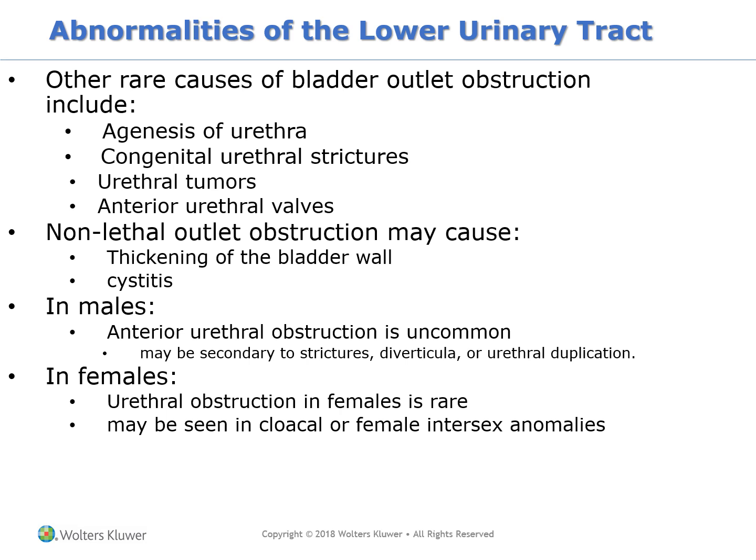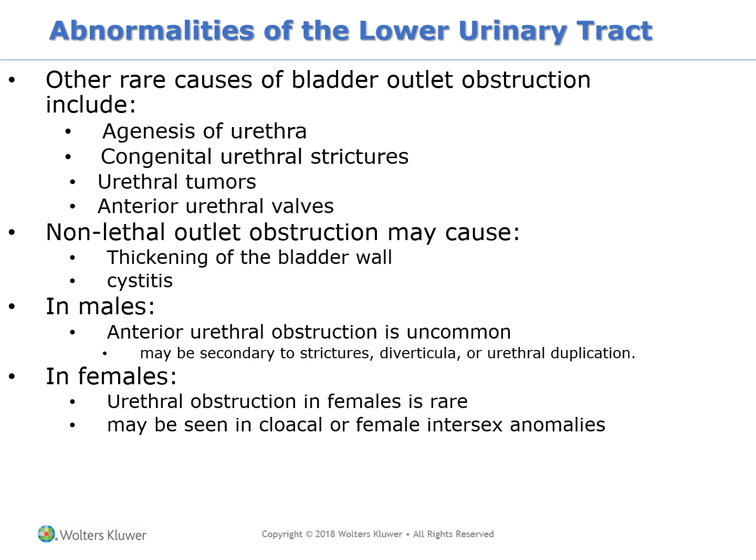Okay. Now, even if you have a non-lethal outlet obstruction, it can cause things like thickening of the bladder wall because that stretching over time of the bladder is going to cause irritation and thickening of that wall. That stasis of the urine is going to lead to cystitis and inflammation, just like the thickening will contribute to. In males, anterior urethral obstruction is uncommon. It's usually the posterior urethral obstruction. And remember, that's because there's an occlusion part of the way down the penis.